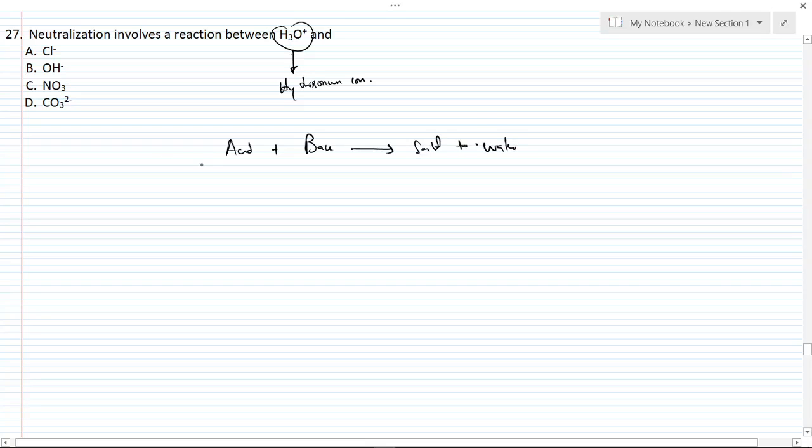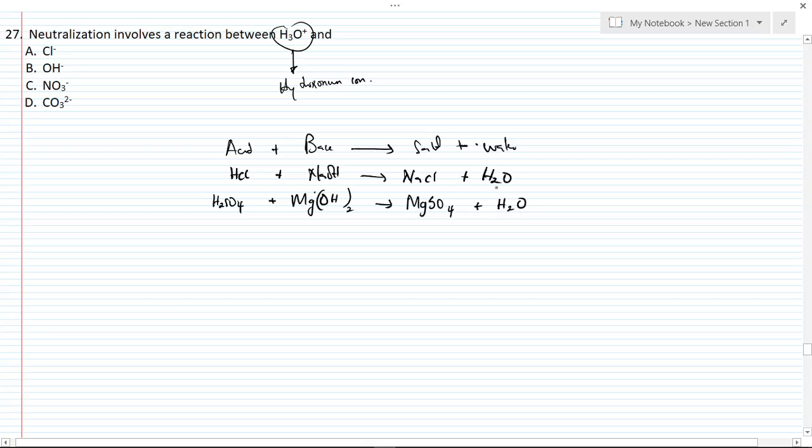So let's take a couple of examples to see what's happening. HCl plus NaOH forms NaCl plus H2O. We can also have H2SO4 plus say Mg(OH)2 forming MgSO4 plus H2O. Let's just balance the reaction. I think that's 2.